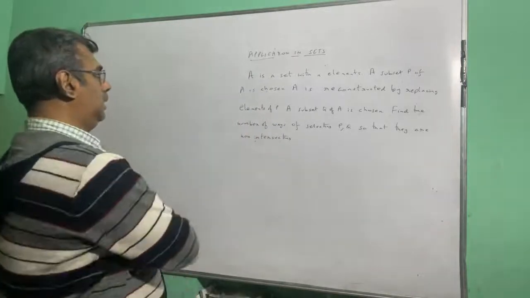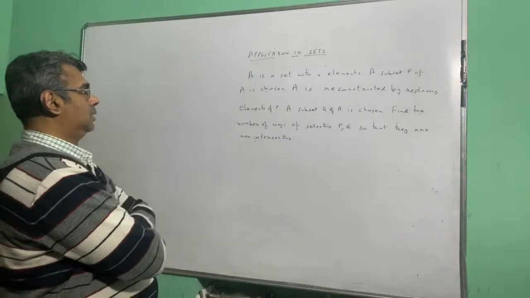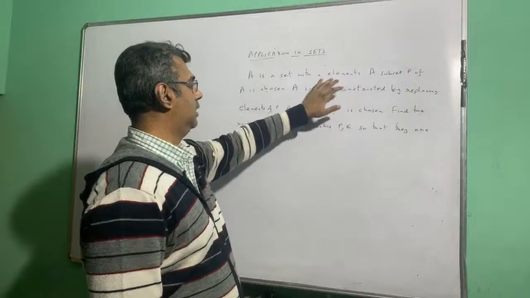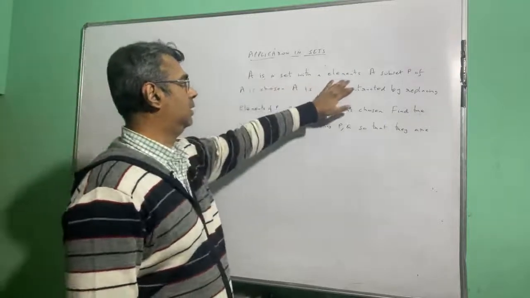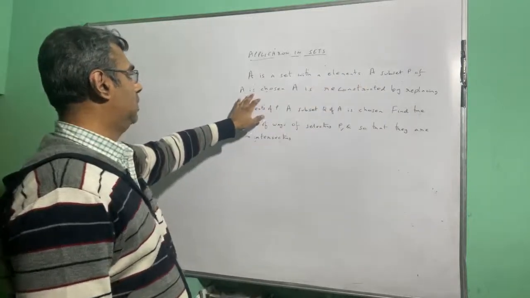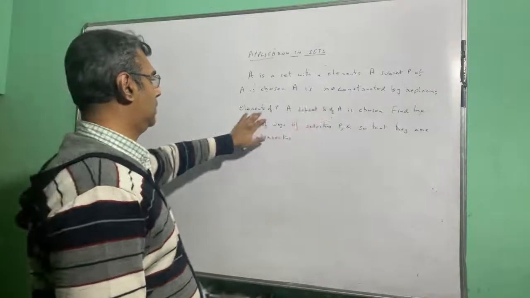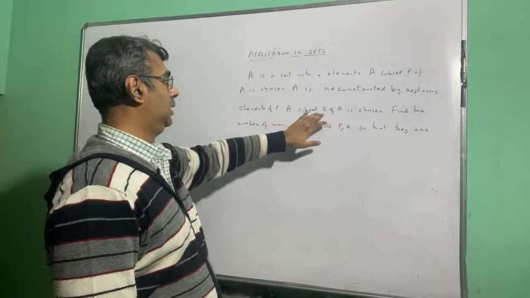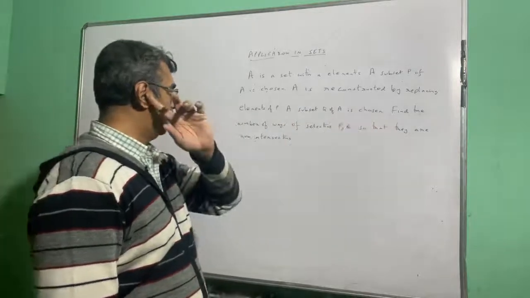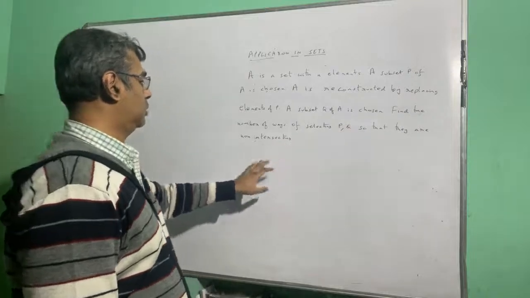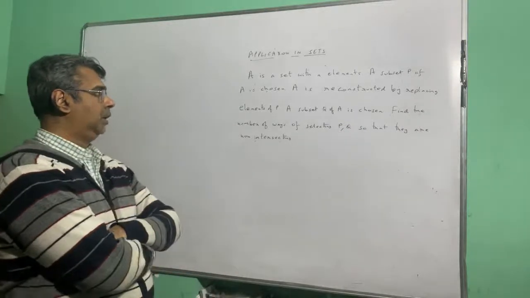Okay, then another kind of sum is an application in set theory. Suppose A is a set with n elements. A subset P of A is chosen and A is reconstructed by replacing the elements of P. Then a subset Q of A is chosen. Find the number of ways of selecting P and Q so that they are non-intersecting.